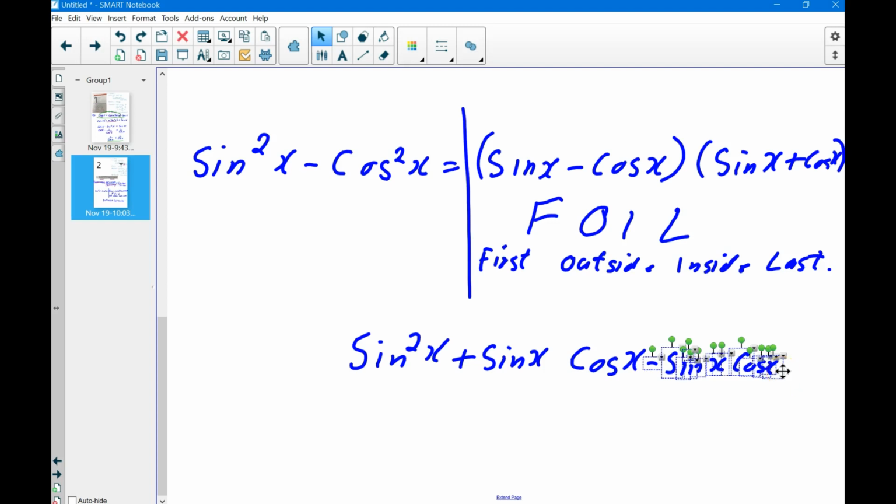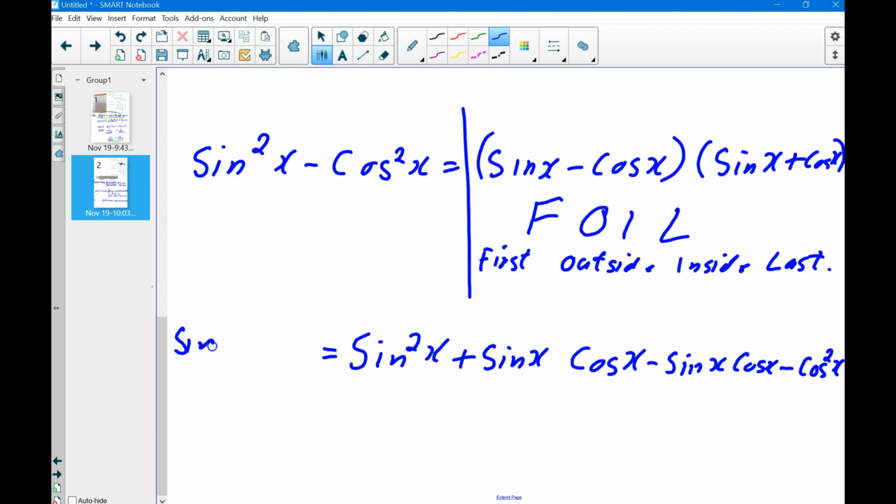And the last part is going to be minus cosine x times cos x, which gives me minus cos squared x. And that all equals, on the other side, sine squared x minus cos squared x.